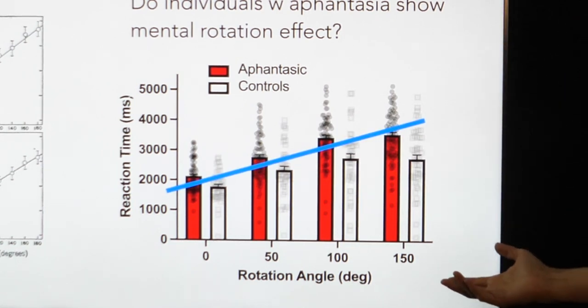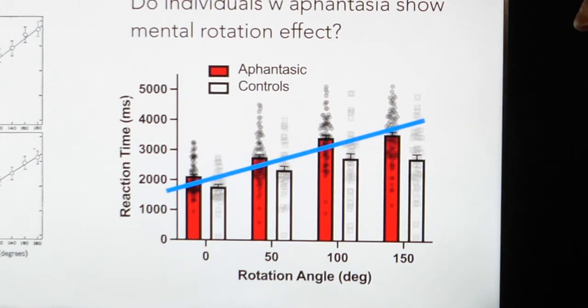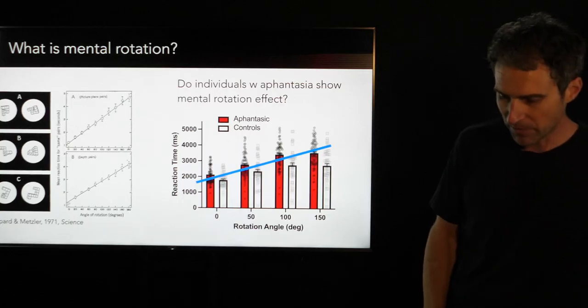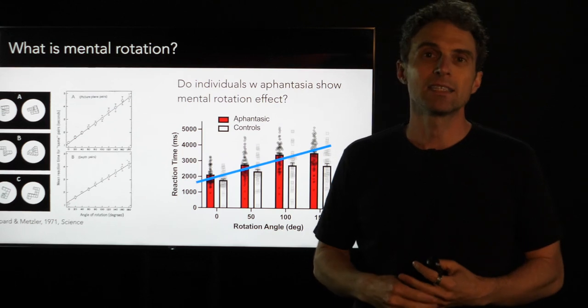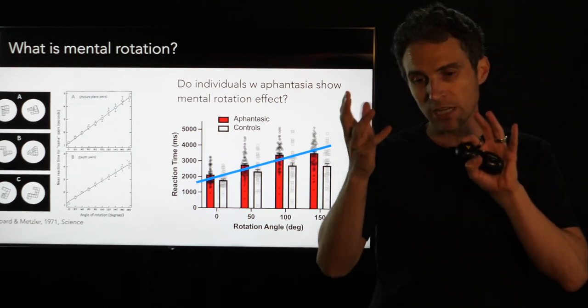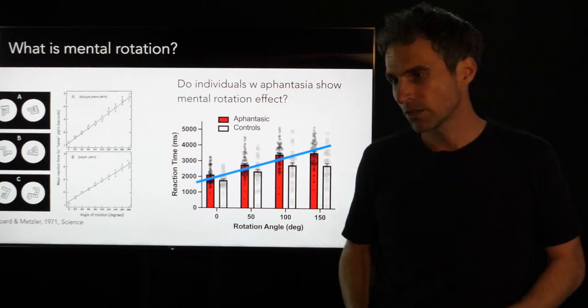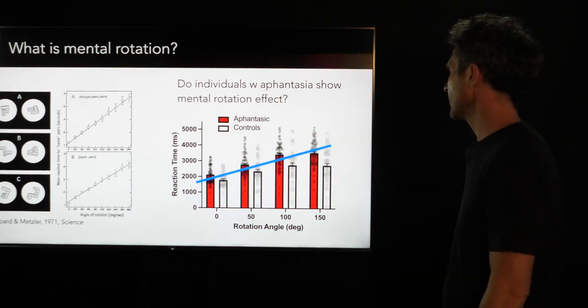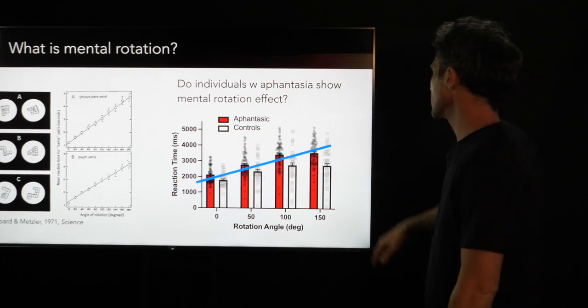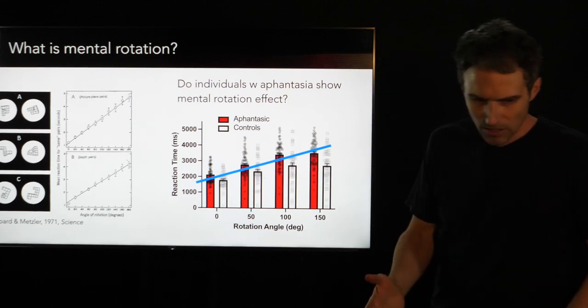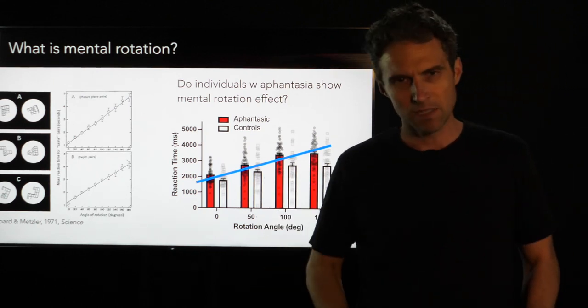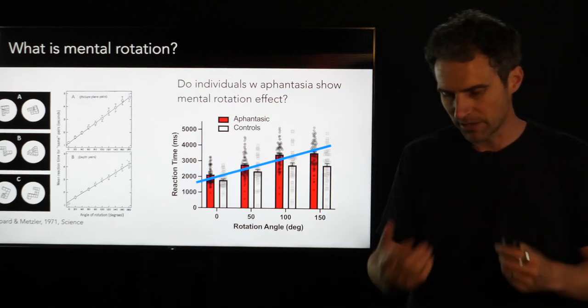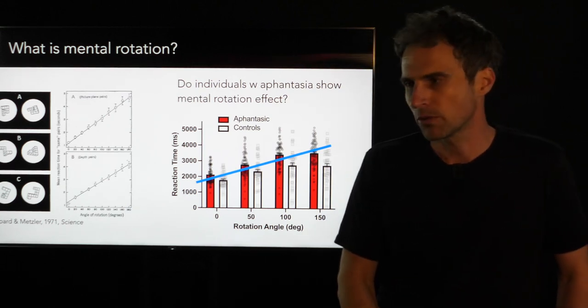And here's what's really important. You see this nice linear relationship, that it takes longer to answer the greater the rotation in the blocks, but you're seeing it in both groups. You're clearly seeing it in aphantasia, and you're also clearly seeing it in those with imagery. We've replicated this a number of times and across different tasks, and you tend to keep seeing this in both groups.